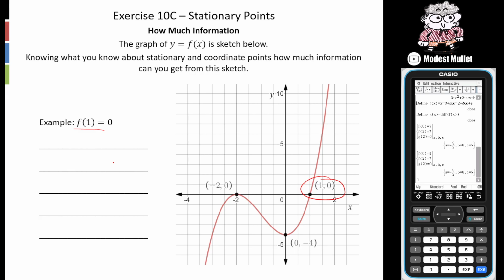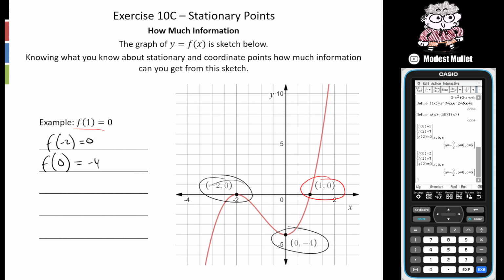So we can write a key bit of information like that. I can also write another bit of information as the other intercept, which is f of negative 2 is also equal to 0. I can also see this intercept here, which is f of 0 is negative 4. So we're just writing that in function notation.